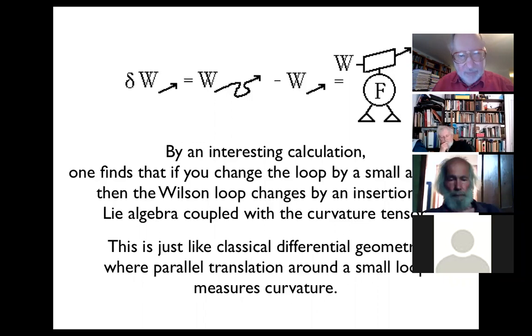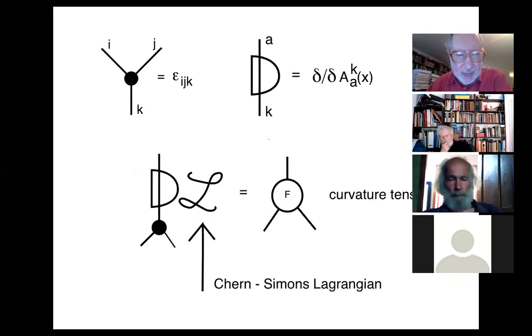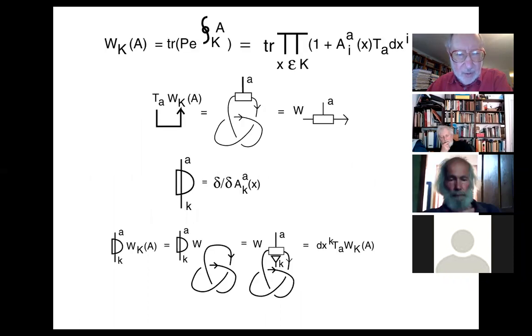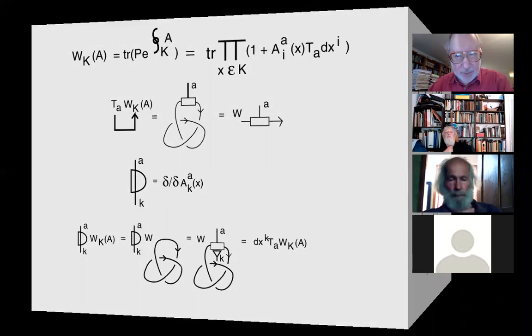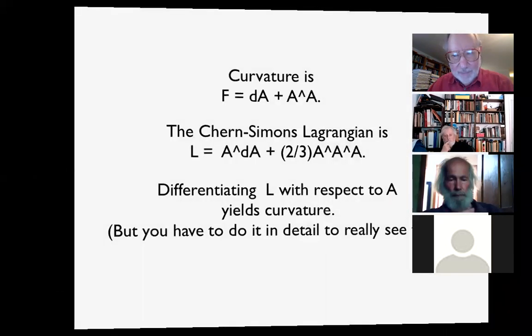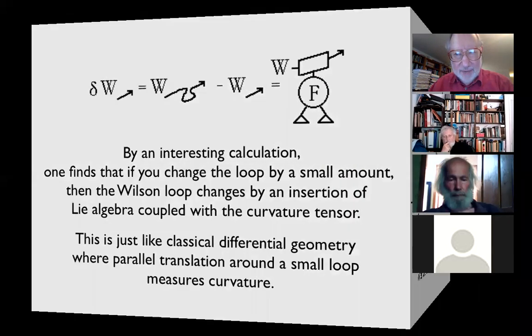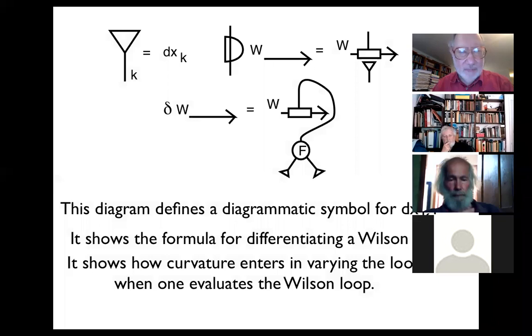This can be verified. So now we have these bits and pieces: how the curvature comes in when you vary the line geometrically, how the curvature comes in when you differentiate the loop, and how you can differentiate a Wilson loop by getting an insertion of some Lie algebra. So we want to put this all together and see what happens.